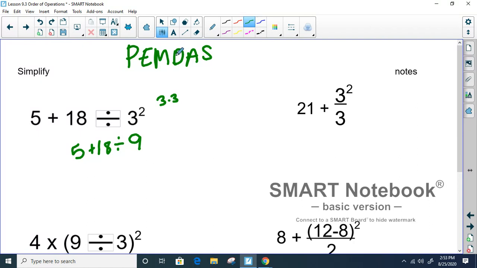After exponents is multiply, divide. There is no multiply, there is a divide, so I'm just going to do 18 divided by 9 is 2 first. And then add, subtract. There is just addition left, so 5 plus 2 is 7. Go ahead and pause and try this problem.